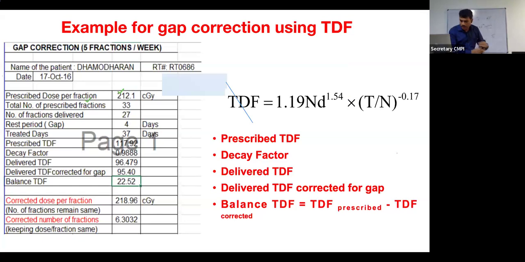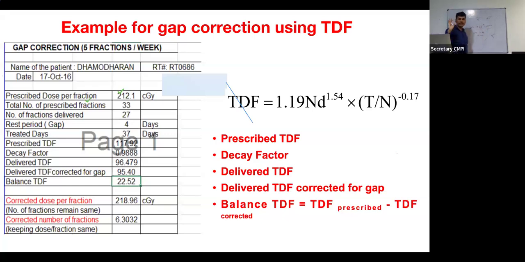If somebody is using the TDF equation, it is this one. For example, there is a 60 gray prescription for 30 days. This is your prescription. The dose per fraction is 2 gray. Now, what you have to do is calculate the prescribed TDF: 1.19 into number of fractions, 30. D is 2. Then T by N, total duration.